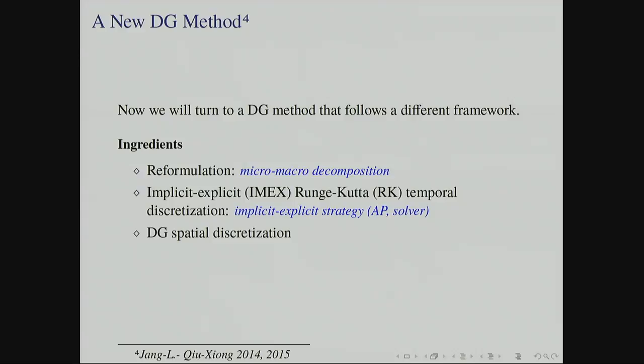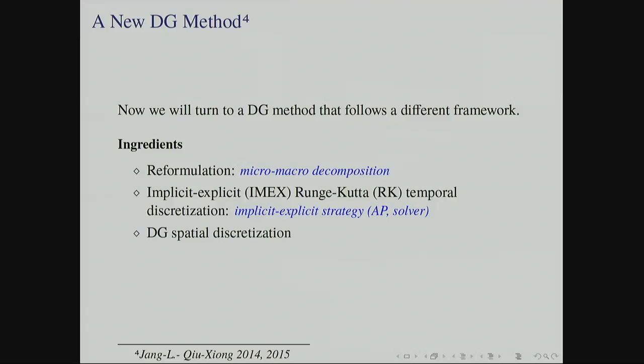So now I want to switch to new DG methods. These are methods based on a pretty different framework. Instead of working with the original equation, we work with a reformulation called macro-micro decomposition. In time, we'll apply implicit-explicit Runge-Kutta methods. We'll choose the implicit-explicit strategy properly, such that the scheme will be AP. It will also give us a reasonable linear system to solve. And in space, I'll just use the DG method.